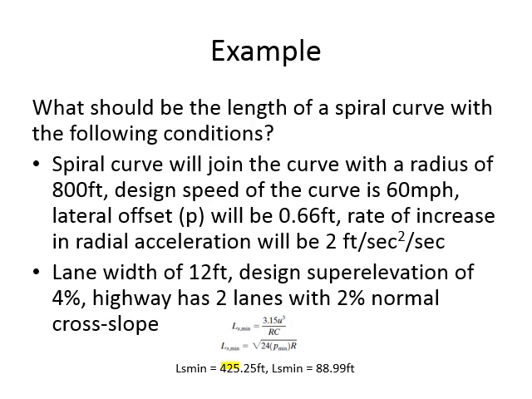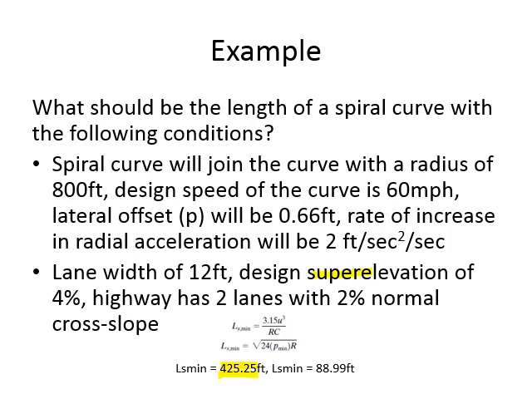So from the first equation the value is coming out to be 425 feet. From the second equation we got 88.99 feet. Now both of them are minimum values. So if you pick 88.99 feet, then you will not fulfill the 425. But if you pick 425, then you are fulfilling both equations. So you will go with this value for the first part.